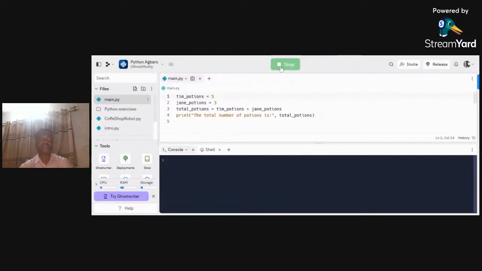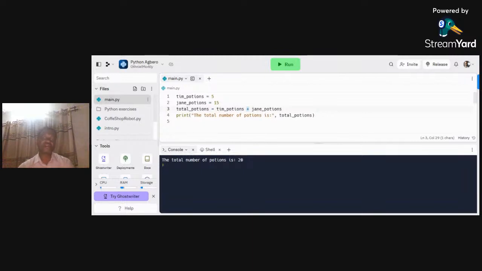So let's press play and see that works. It says the total number of portions is 8. If we change this to 15 and we run it again, we see the total number of portions is 20. So what did the magic? The magic was the operator here, the plus operator. It added the two numbers together and it gave us the total number of portions.